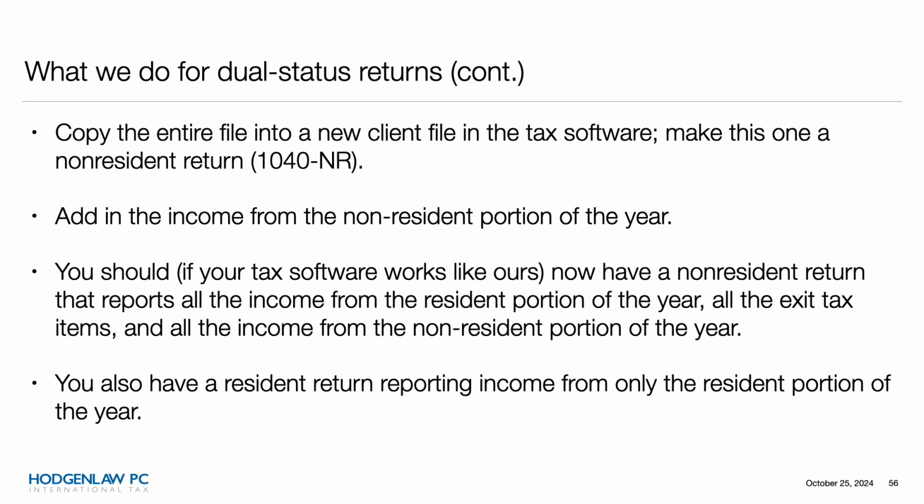Then we copy that entire file into a new client file in the tax software. We make this one a non-resident return. Then we add in the income information from the non-resident portion of the year, and you should now have a non-resident return that reports all the income from the resident portion of the year, all the exit tax items, and all the income from the non-resident portion of the year. That's what you want to have. You also separately have a resident return reporting income from only the resident portion of the year, which you're going to need as an attachment.